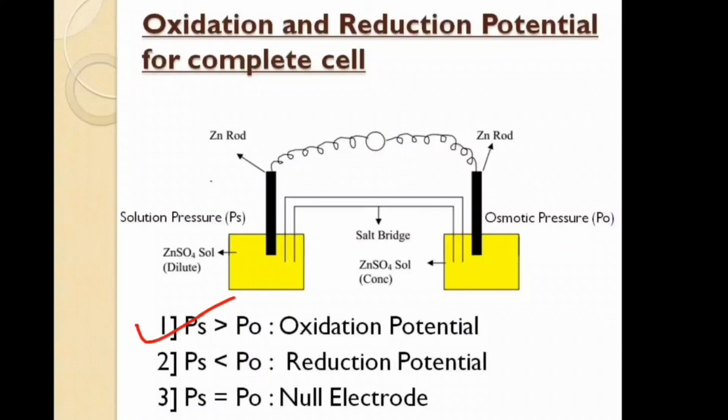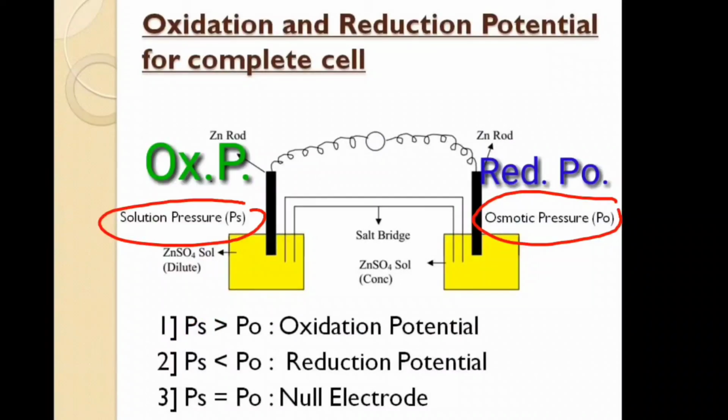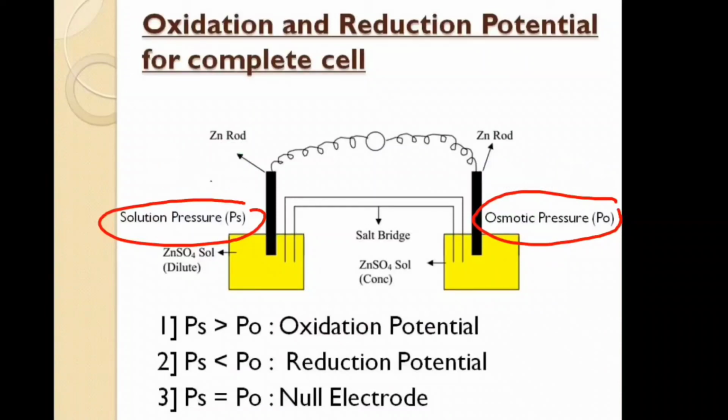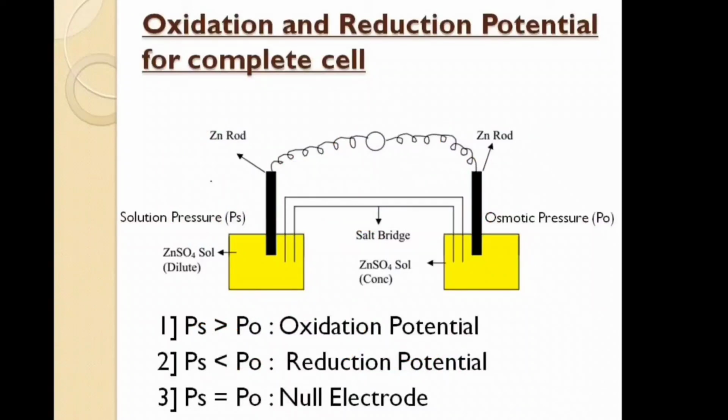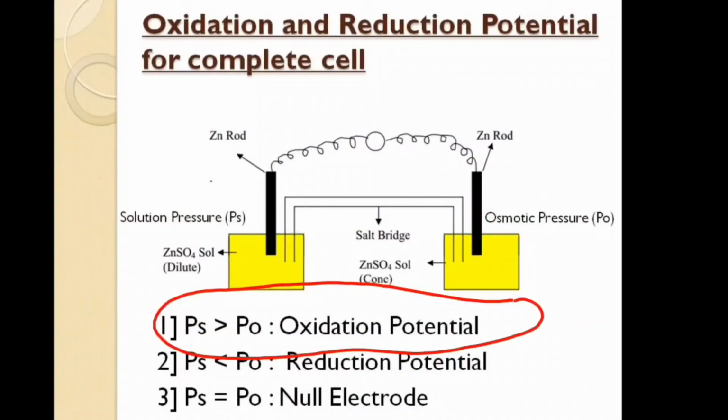First case, if solution pressure is greater than osmotic pressure. In this situation, oxidation potential is higher, whereas reduction potential is lower. That means if oxidation potential is 6, then reduction potential is -4. So 6 minus 4 is equal to 2. So the balance is of oxidation potential. That's why the potential produced is known as oxidation potential.